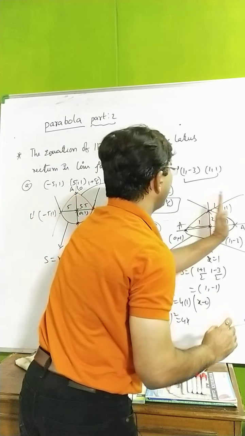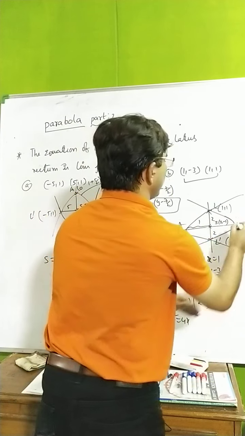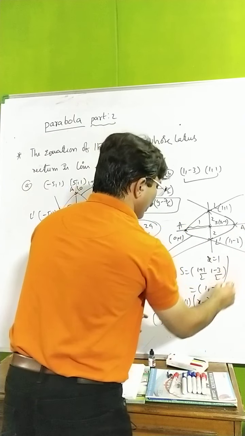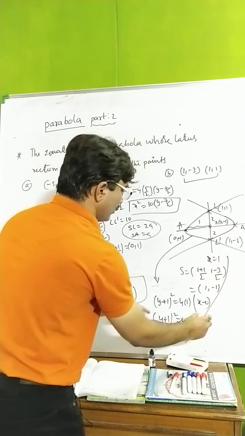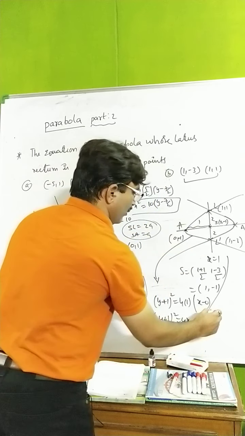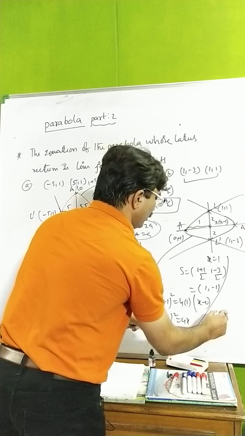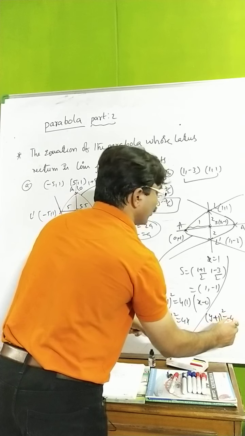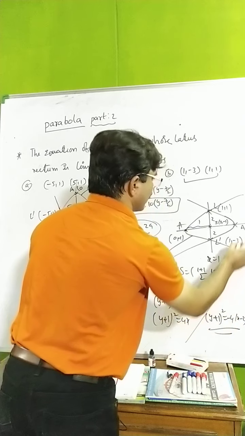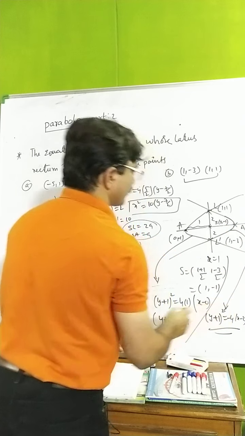You have to travel 1 unit. If you travel 1 unit that side, the vertex becomes 2 comma minus 1. So I want to write over here. You see this one. Shape is this side. Y plus 1 whole square, but I have to write minus 4. And this time x minus 2 is also there. This is the answer for this parabola.